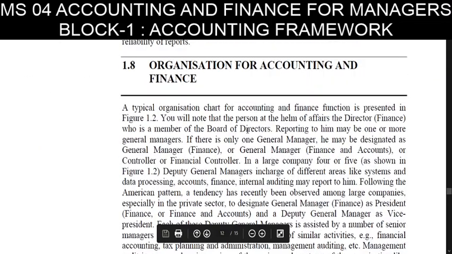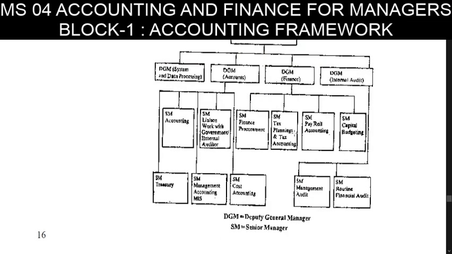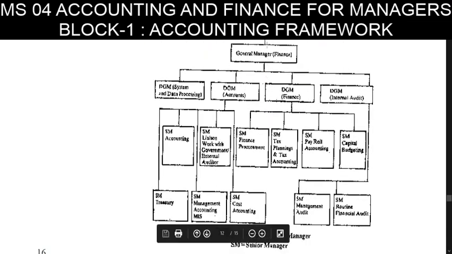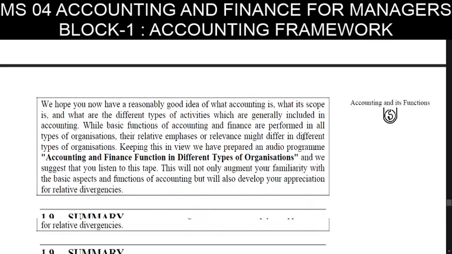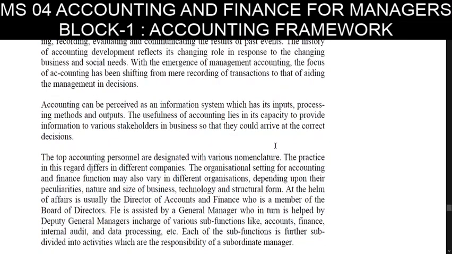Organization for accounting and finance. What is this organization? Okay, you can see this chart. You will understand. In any organization, the chief of the accounting is called the director finance. Under him there will be general manager finance, and there will be deputy general managers like DGM accounts, DGM finance, DGM internal audit, DGM systems and data processing. And under them there will be senior managers accounting, senior manager finance, procurement, tax planning, tax accounting, management audit, cost audit. Okay, this is the structure of accountants in a company.